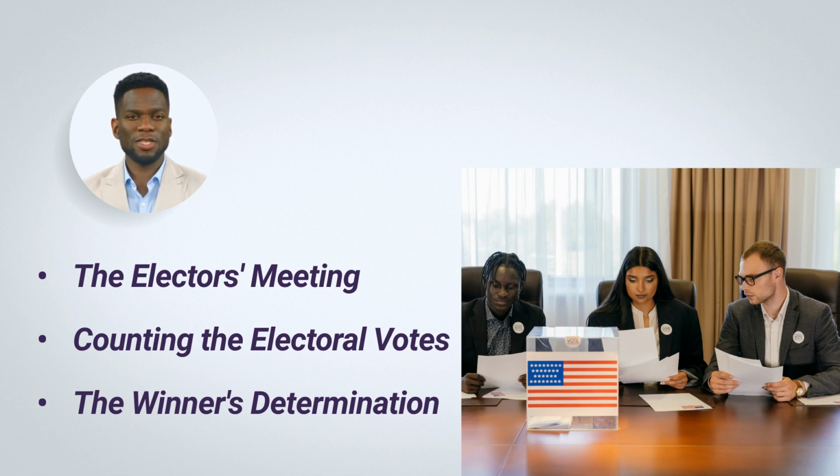The winner's determination. To secure the presidency, a candidate must obtain an absolute majority of electoral votes, which is currently set at 270 out of 538. In the event that no candidate reaches this threshold, the election is decided by the House of Representatives, with each state delegation casting 1 vote for one of the top 3 candidates.